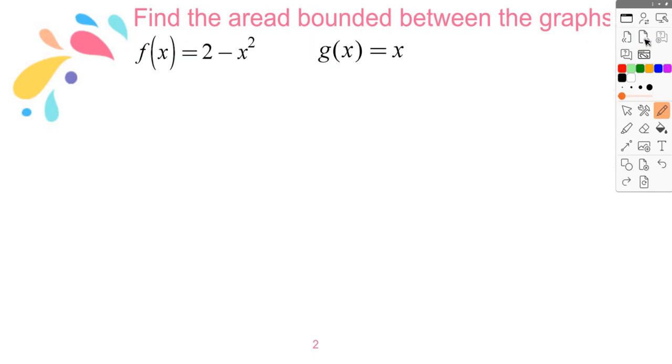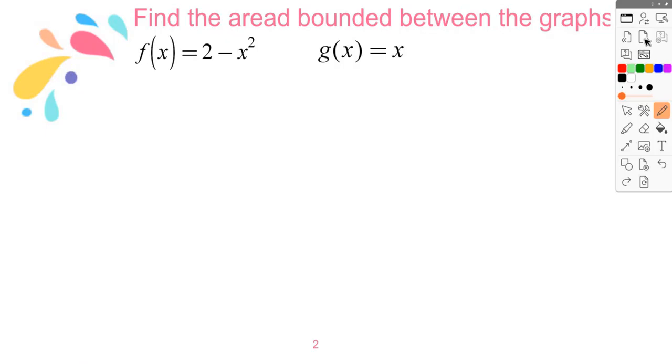Alright, let's look at a more interesting one. So that one was with 0, just to kind of get us to think correctly about areas. However, most of the time, we're going to have 2 different functions. Okay? So it says find the area, should just be area, no G, bounded between the graphs. So I have an f of x and I have a g of x.